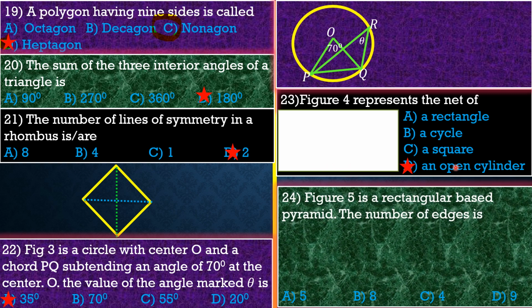Question 24 reads that figure 5 is a rectangular base pyramid. The number of edges is, so guys, you can call the number of edges lines, or arcs. Those are the number of edges. So if you count all the edges, guys, including these ones with dots, we're going to have 1, 2, 3, 4, 5. Then we have 6, 7, 8. So we have 8 edges. Great. So option B has to be the best option. Okay, guys, let's go to the next question.